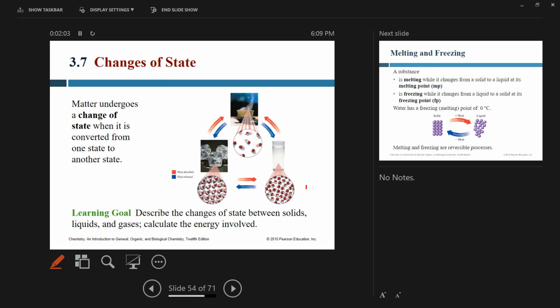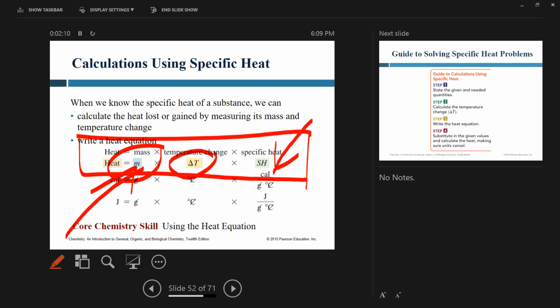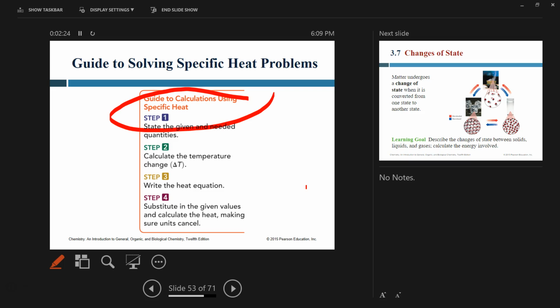Now, another heat-related problem that I want to talk about is change. Question? Say it again? Yes. So, heat equals mass multiplied by change of temperature multiplied by specific heat. So, that's the guide, okay, how you do it. And based on what you know, based on what you don't know, you change the order of events one after another.